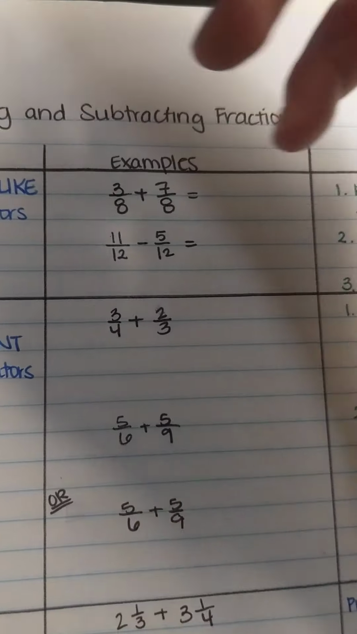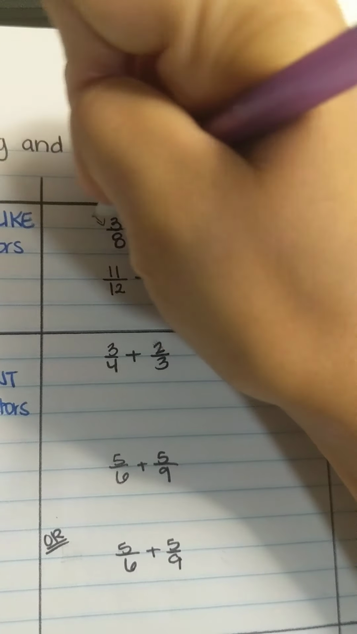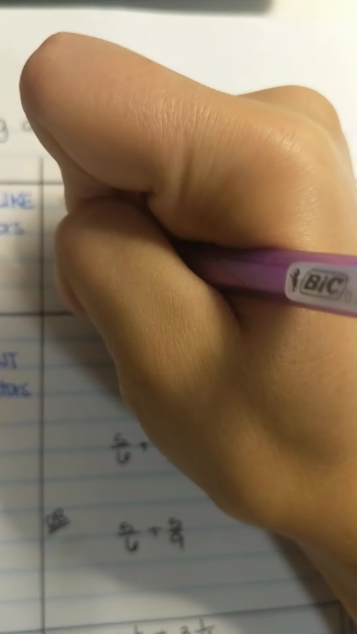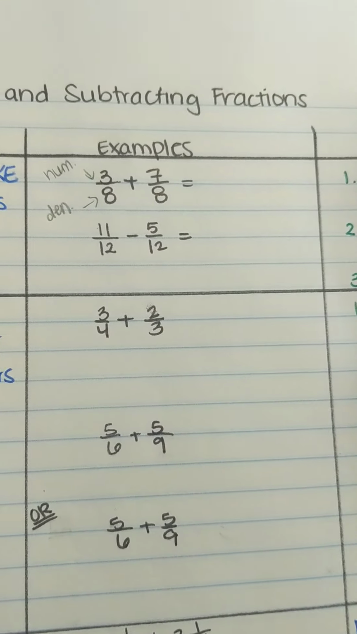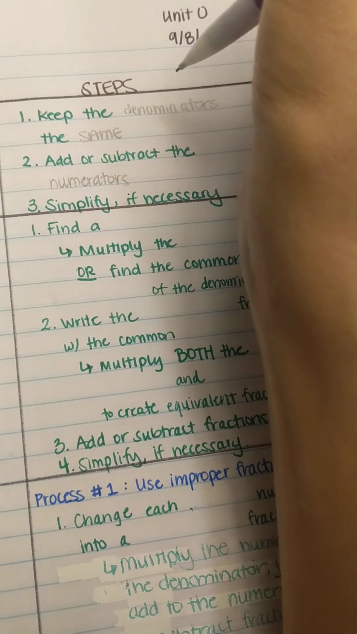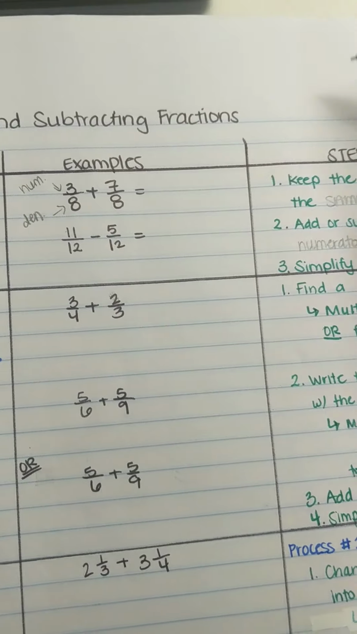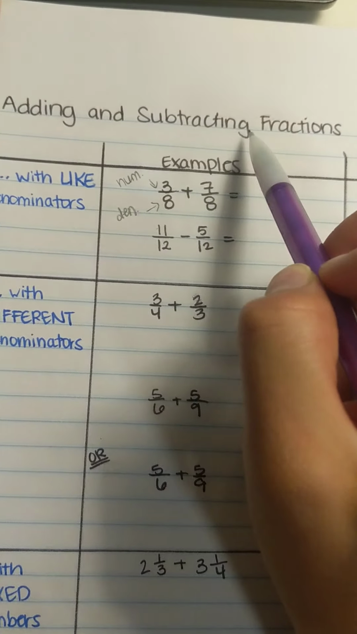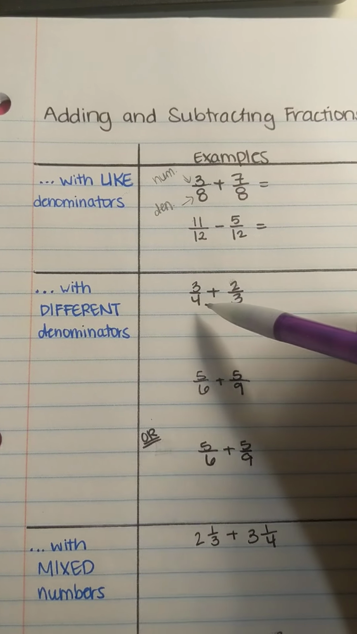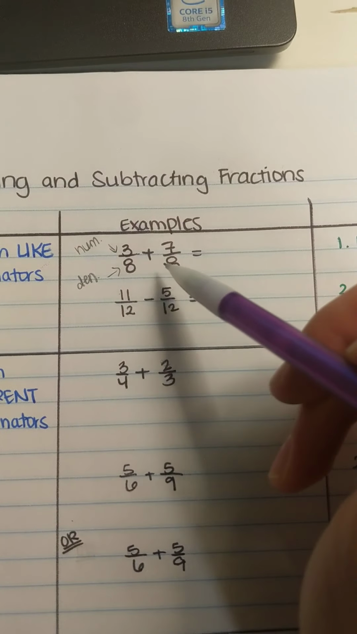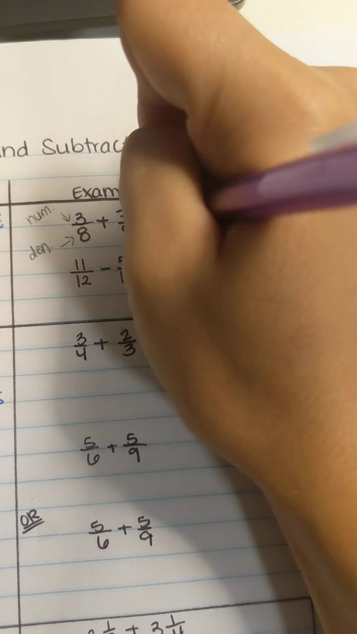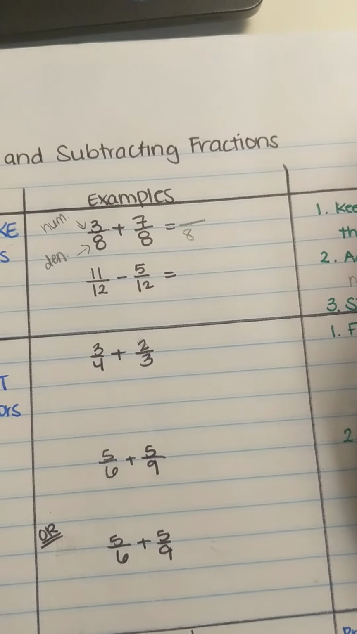Alright, so just a quick review. The numerator is the number on top, and I'm just going to abbreviate. The denominator is the number on the bottom, think about down. It says keep the denominators the same, and in order to add and subtract fractions we have to have like denominators. In a moment we're going to talk about what we do when those are different, but because they are the same we are just going to keep those the same. So automatically we know our denominator is 7.